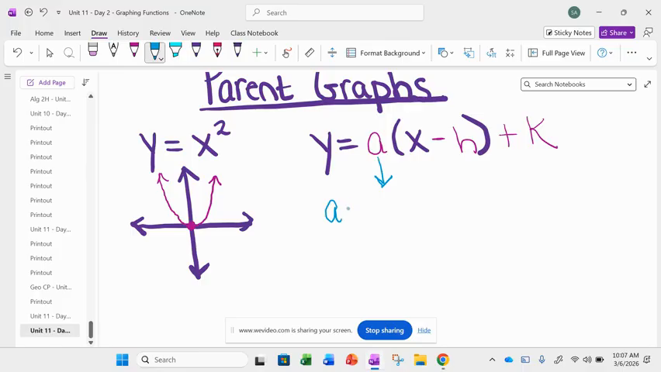So a, if a is positive, open up. If a is negative, open down.